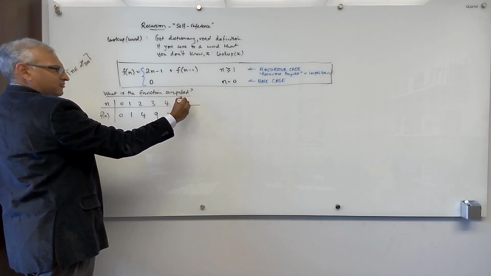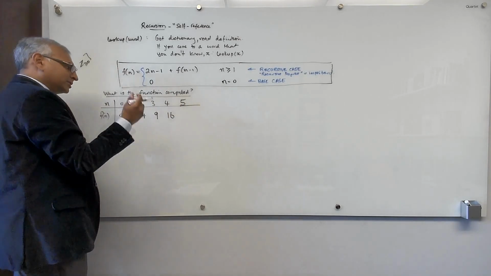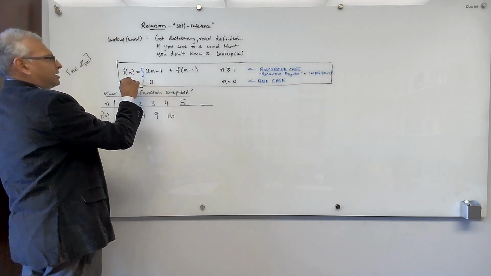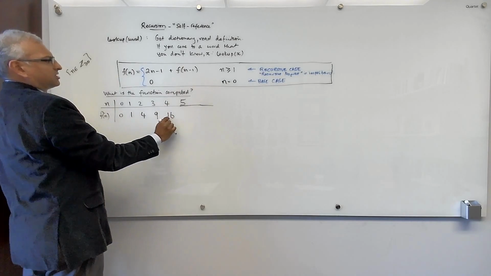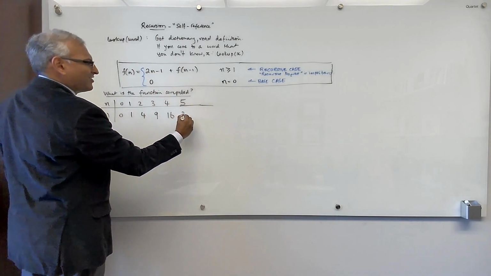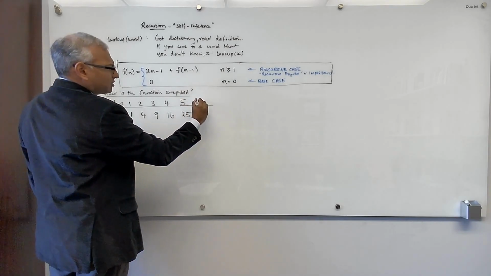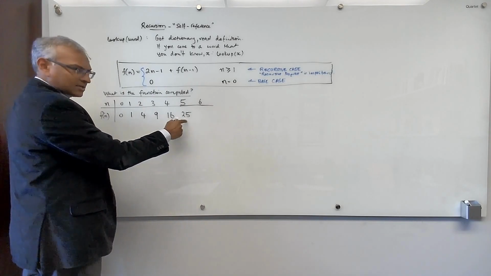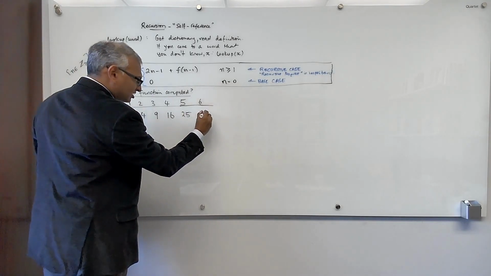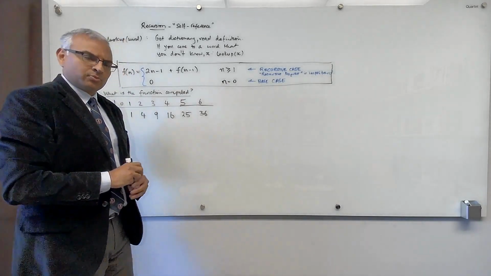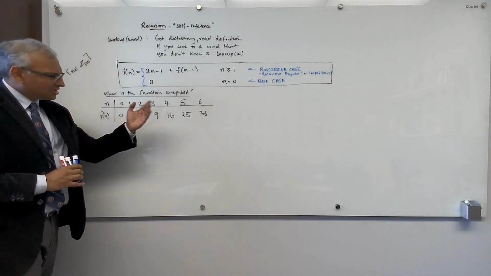Anybody have a guess for f of 5? Well, let's compute it. F of 5 is f of 4, so that's 16, plus 10 minus 1 is 9, so 16 plus 9, 25. Anybody have a guess for f of 6? You might think squares. So let's guess 36. Well, we could go and verify, but at this point, we're ready to make a guess. 36.